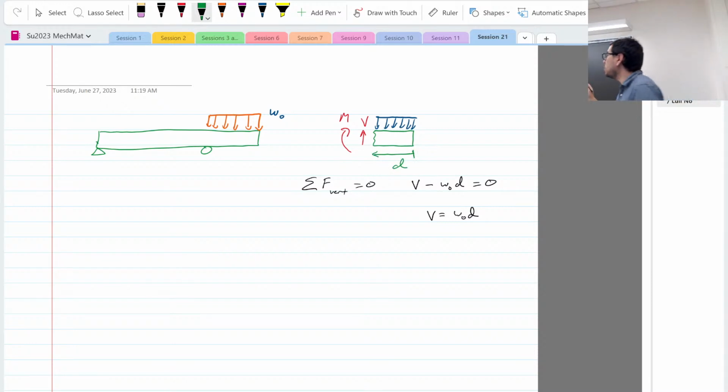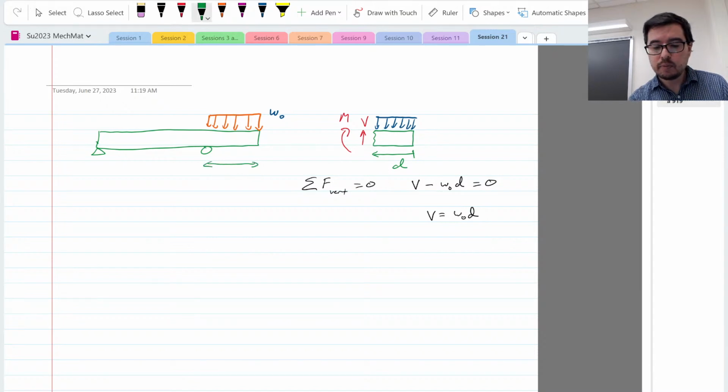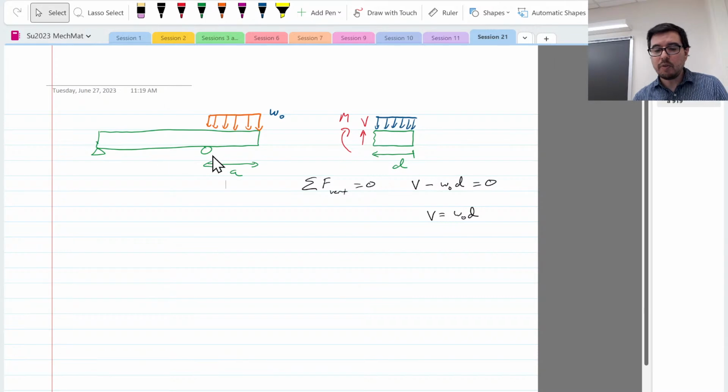So if I'm really close to the end, actually, you tell me, what's the internal shear force right here at this point, at the end? Internal shear force. 0, right? Okay, and then if this distance were A, then right around here, we can figure out what the shear force is. It's just going to be W naught A.